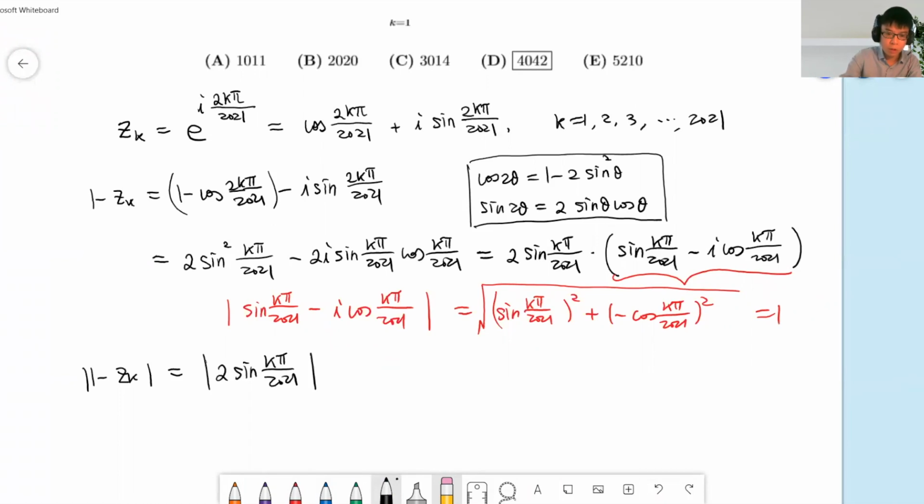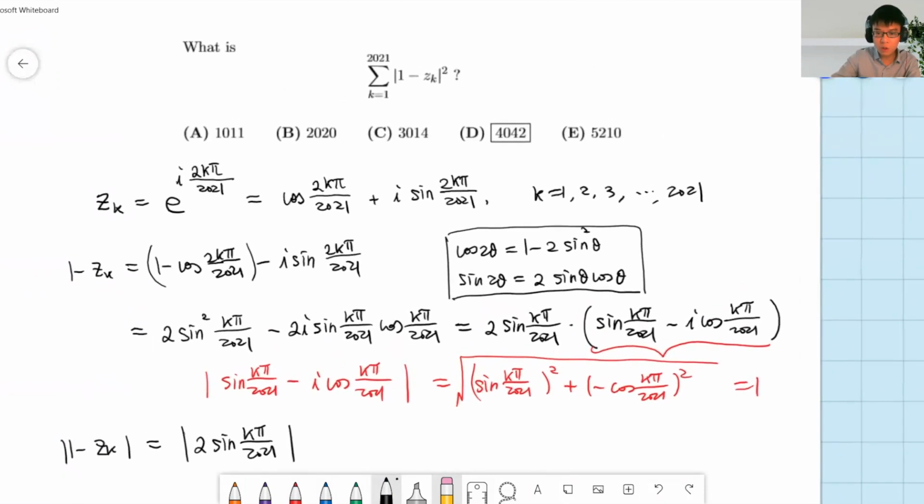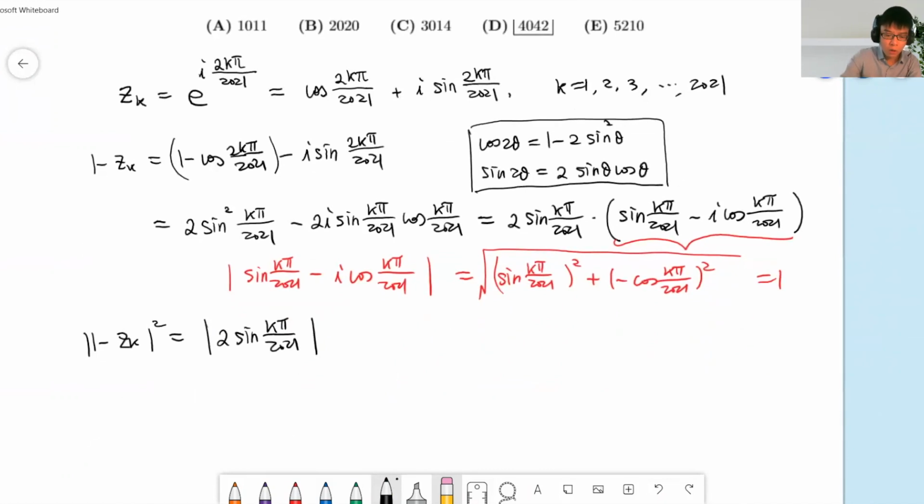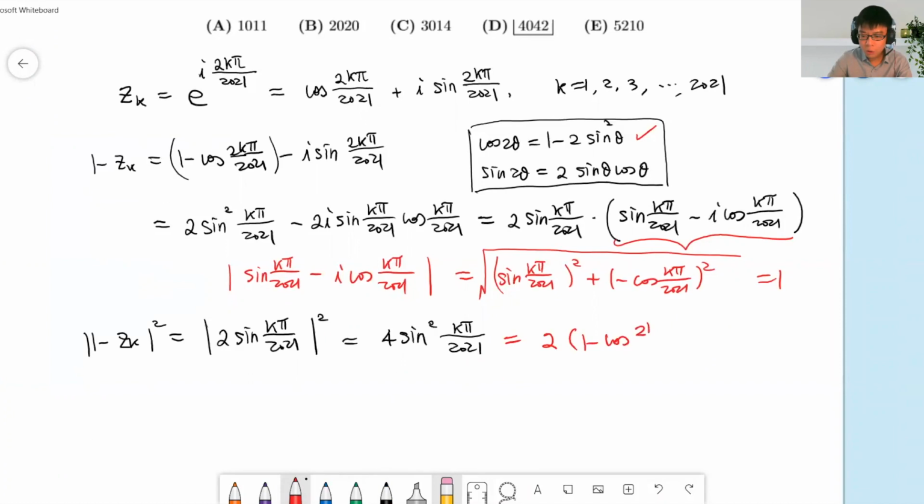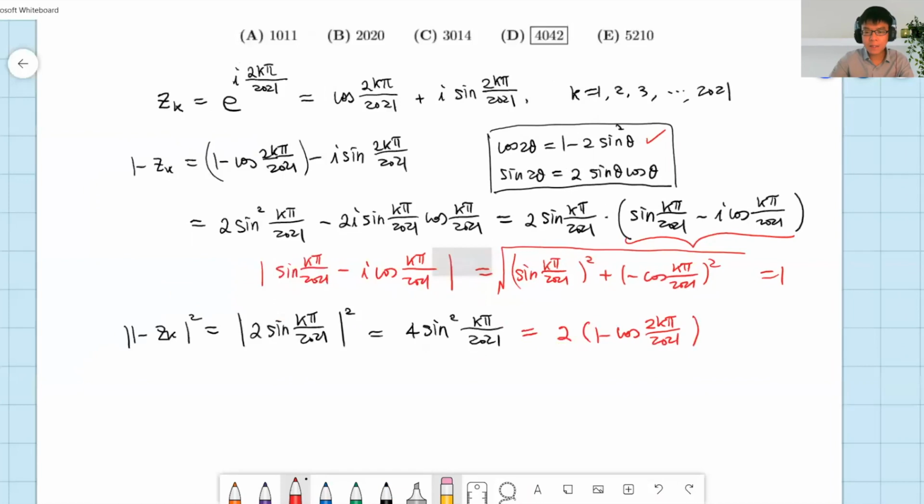Well, yeah, absolute value. So that's why here we have square in this question. So let's apply square. If we have square, we can remove the absolute value. It is basically 4 sine squared k pi over 2021. Now let's again apply the double angle formula for sine. So we applied it. We see this equals twice 1 minus cosine 2k pi over 2021.